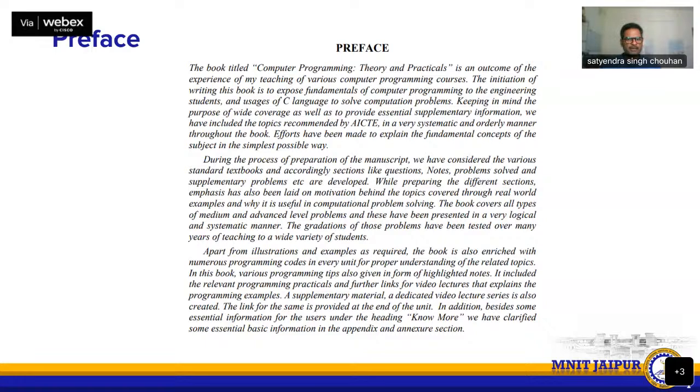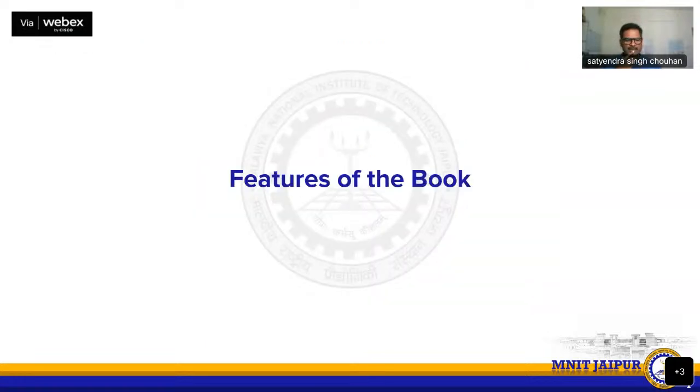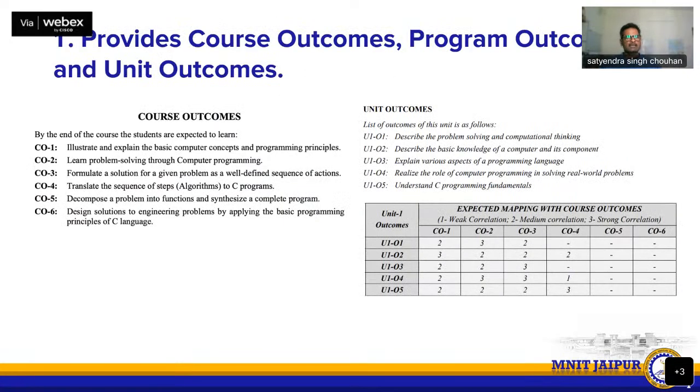and I wrote this book. Some of the features that are there in the book: since it's an outcome based education book, first we define the course outcome of the book, and throughout the book for each unit we define the unit outcomes, which specify what knowledge, what will be the outcome of that unit after reading that particular chapter, and those unit outcomes are mapped with the overall course outcomes.